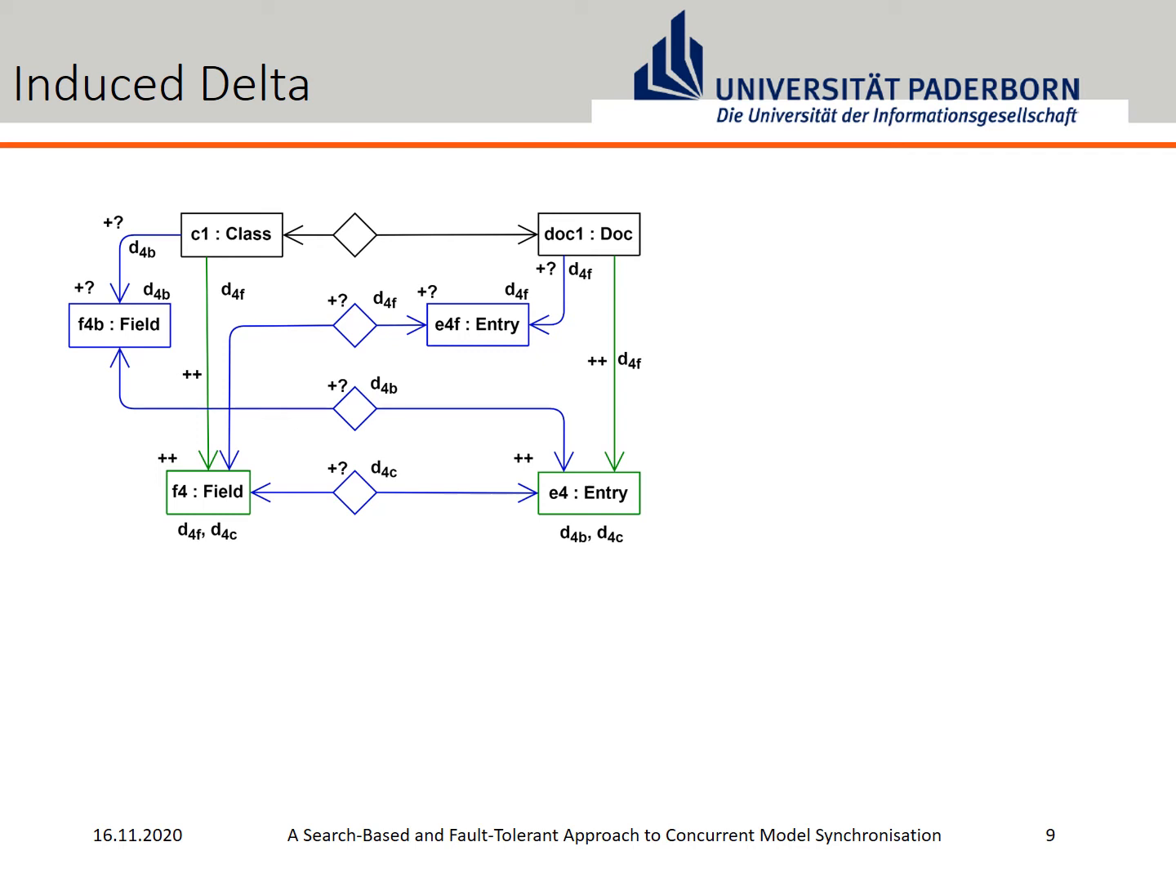For synchronizing the field F4 and the entry E4, there are two options. On the one hand, one could perform a forward and backward transformation to the respective other domain, using the rule applications D4F and D4B. On the other hand, one could also relate the new nodes to each other with a correspondence link using the rule application D4C.